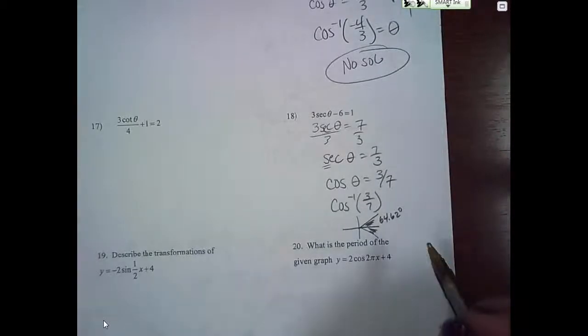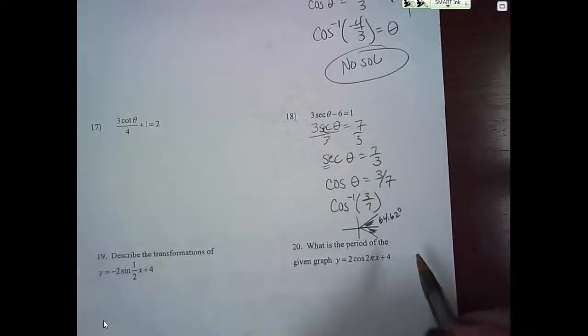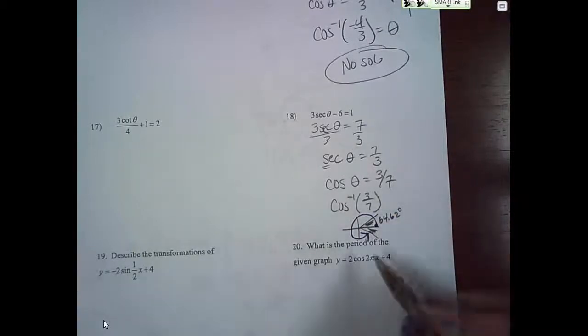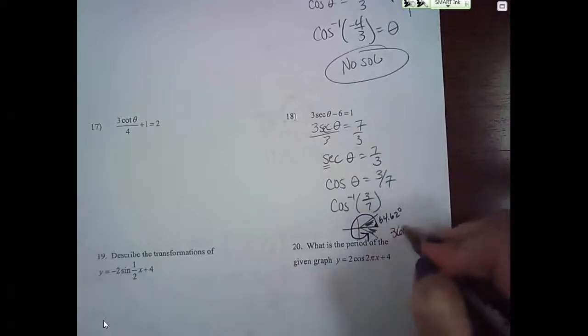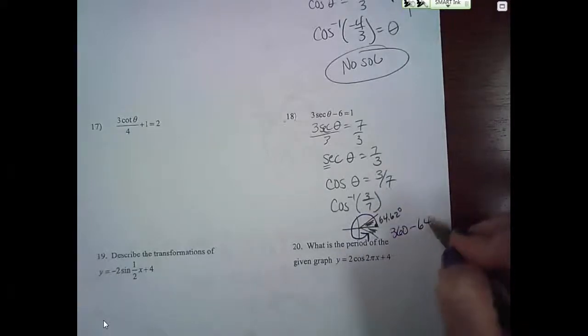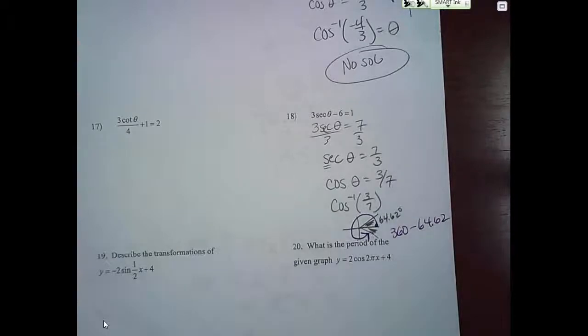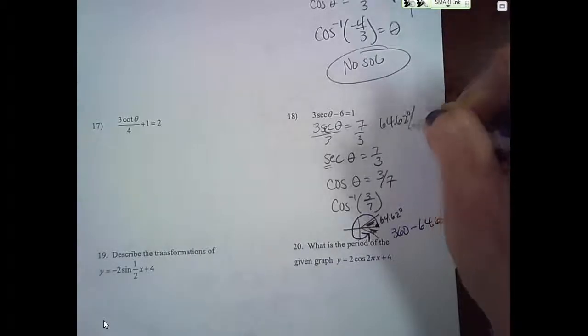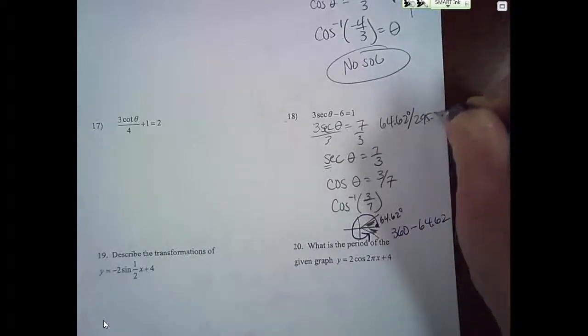Now this time you're going to use 180 and 360 instead of 3.14 and 6.28. So you're going to go from here to here. If I close the gap, I'd be at 360. So on 360, I'm going to back up 64.62. So my two answers are 64.62 degrees and 295.38 degrees.